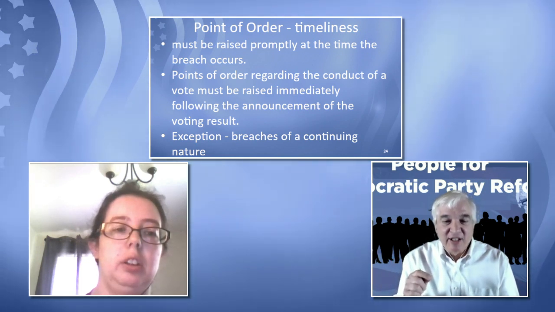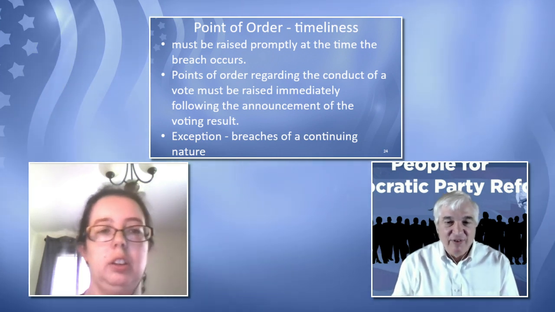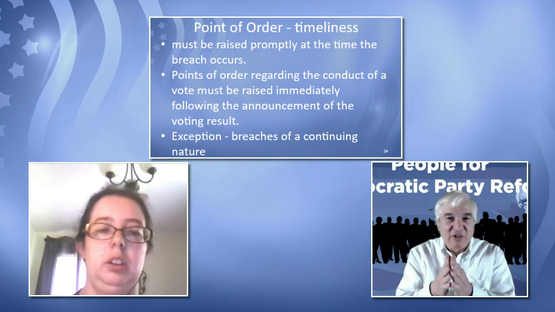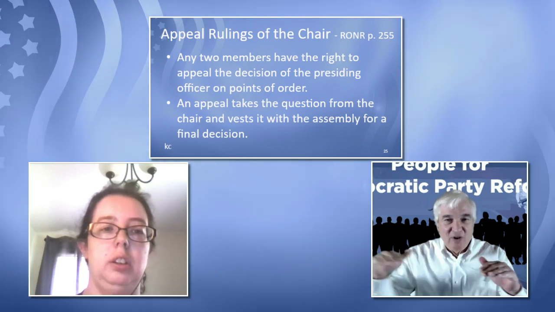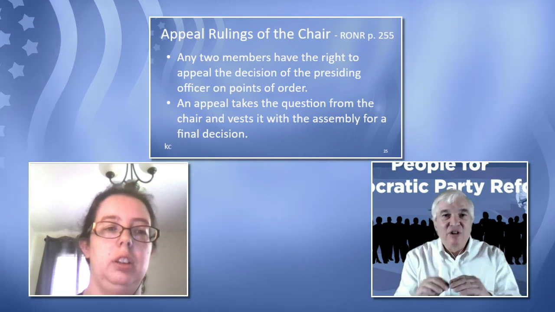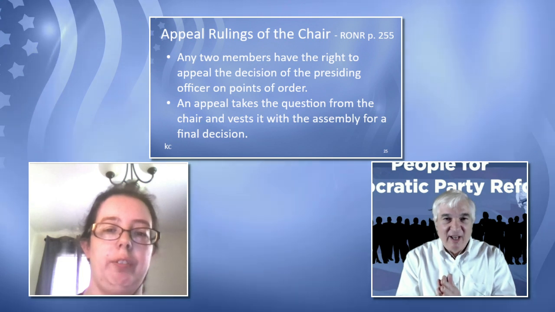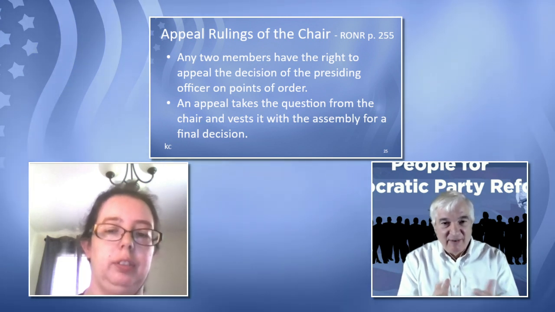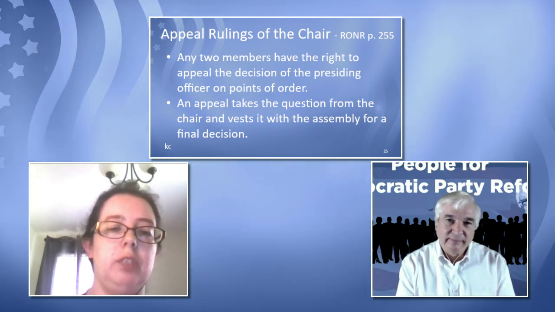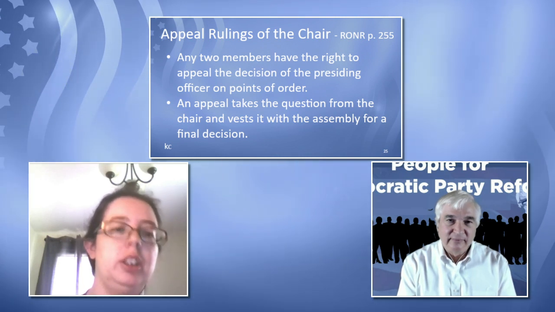And the exception to this is what is called breaches of a continuing nature. And there are some definitions about that. A breach of a continuing nature is something where something is incorrect and it goes beyond the meeting. So the effect of something that was decided continues. Those are the kinds of things that can be brought up later as a point of order and then addressed inside of a meeting. And the reason for the timeliness is, Robert's Rules allows for custom of organizations.